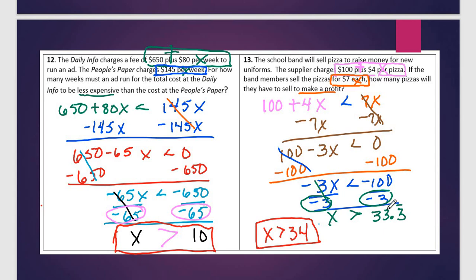If you just sold 33.3 pizzas, then you would just break even. And plus, you can't sell just a third of a pizza. You have to sell the whole thing. So you either round down to 33 or round up. If you round down to 33, like you normally would round off, then you would be short. You would not even break even, because it takes 33.3 pizzas, or 33 whole pizzas.